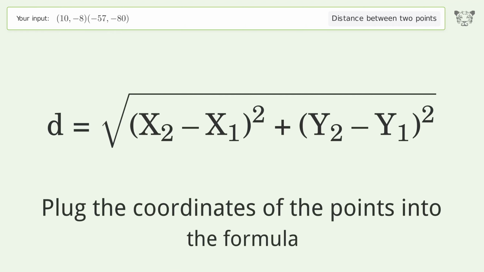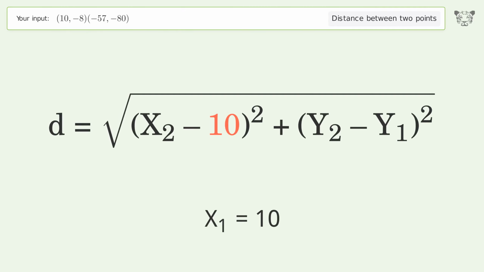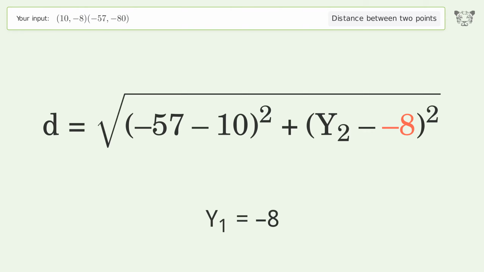Plug the coordinates of the points into the formula. x1 equals 10. x2 equals -57. y1 equals -8. y2 equals -80.